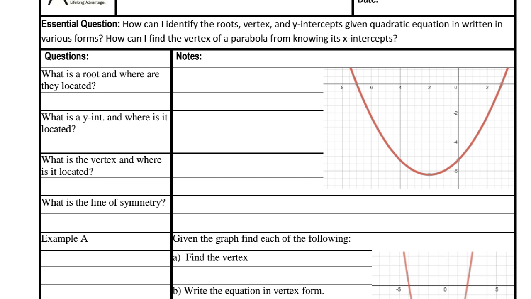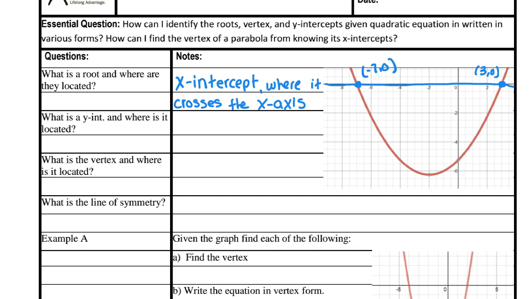What is a root and where are they located? A root is the same thing as an x-intercept, which is where it crosses the x-axis. So remember, your x-axis is right here, and wherever this parabola is crossing the x-axis are your roots. Those are the two roots, and it looks like the points they're located at are (-7, 0) and (3, 0).